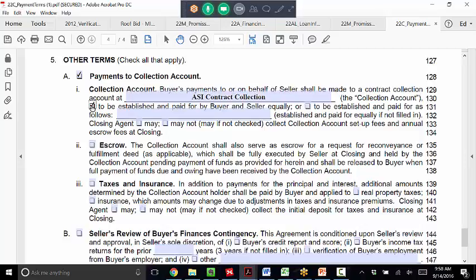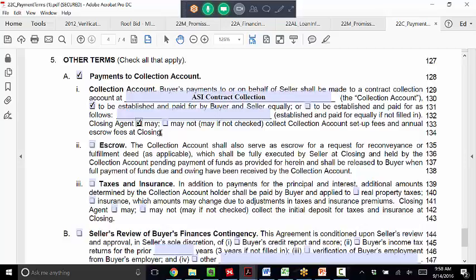So we each covered $2 each. All right. Closing agent may or may not collect collection account setup fees and annual escrow fees at closing. You would check this once you knew what it was going to cost. And typically it's not free. And yeah, you want escrow to collect it, so they set it up.